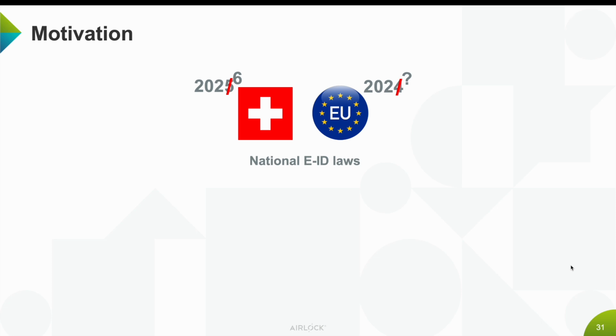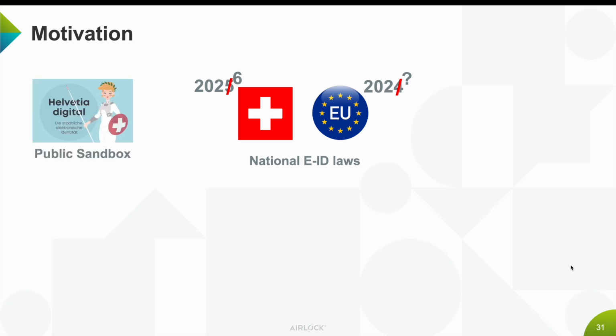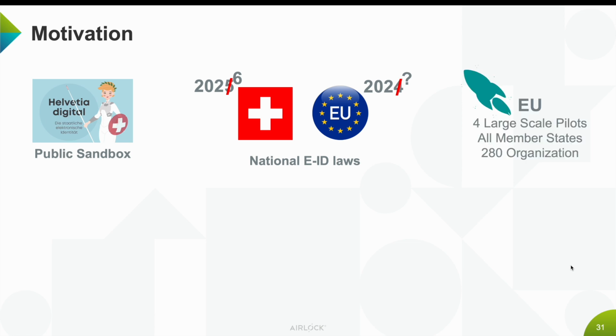Nevertheless, both Switzerland and the EU are already in progress with a project. For example, in Switzerland, there is a public sandbox where quite a number of organizations are actually testing the technology and exchanging self-sovereign identities as issuers and verifiers. The EU has what they call large-scale pilots, and they really mean large-scale pilots because every single member state is in at least one pilot.